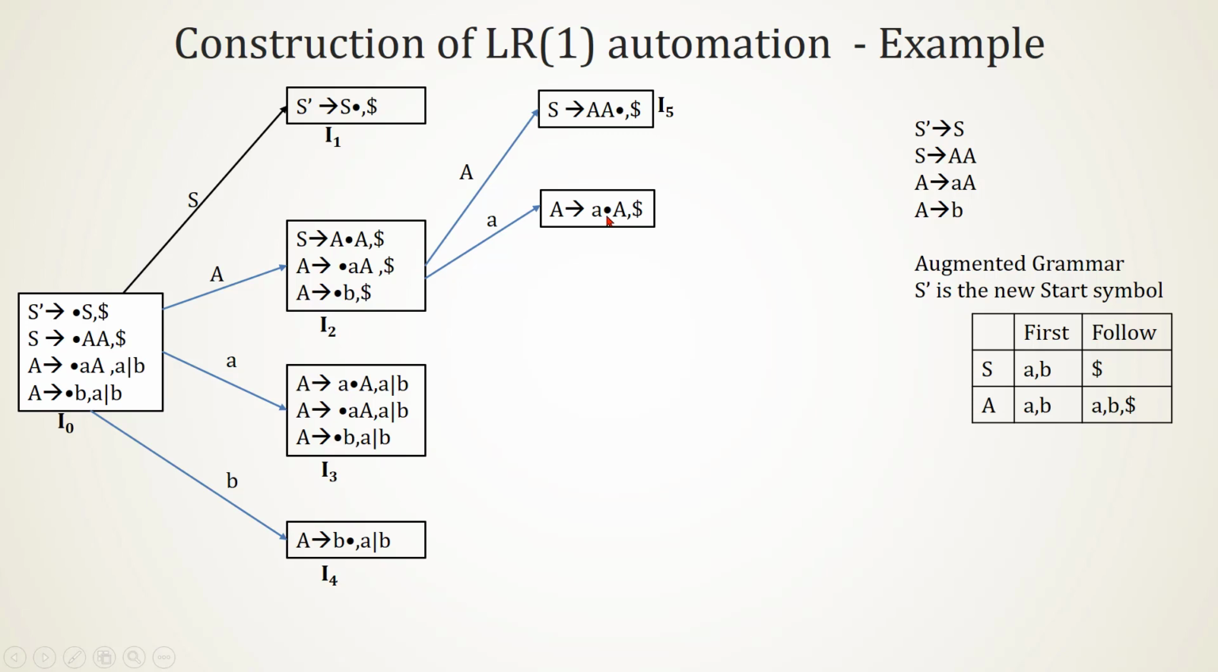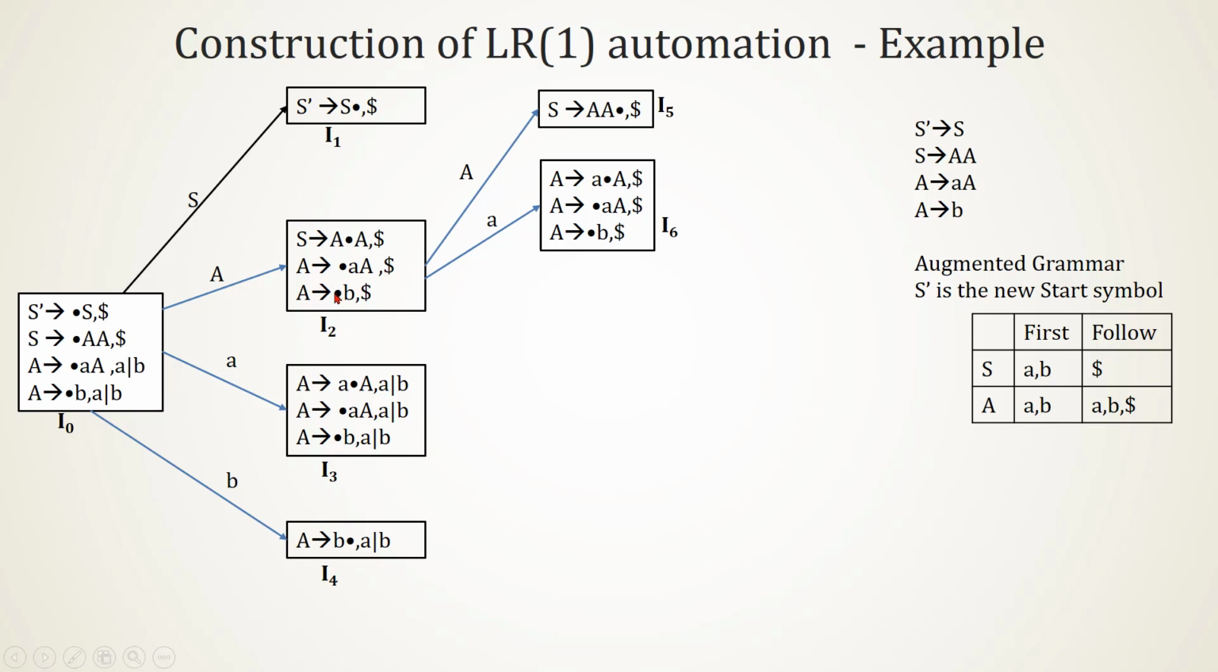Here I have a dot A, so I have to add all the A productions. I have added all the A productions. And how is this look ahead calculated? These A productions are added because I have a dot in front of A. So you have to look at the symbols after dot A. The symbol after dot A is dollar. What is first of dollar? First of dollar is dollar itself. So in the second and third production I have added dollar as look ahead. Next I will number that item as I6.